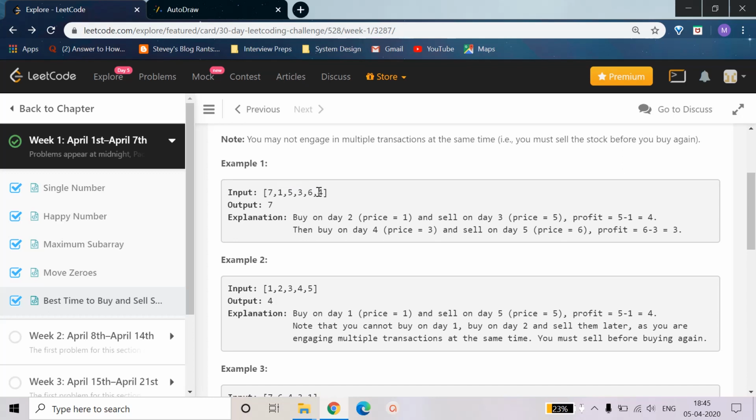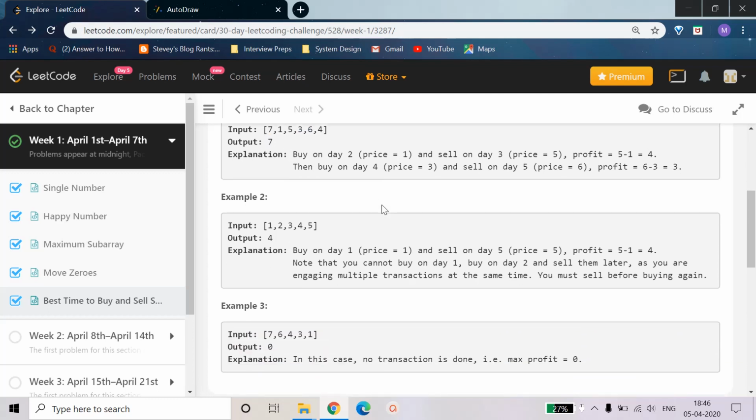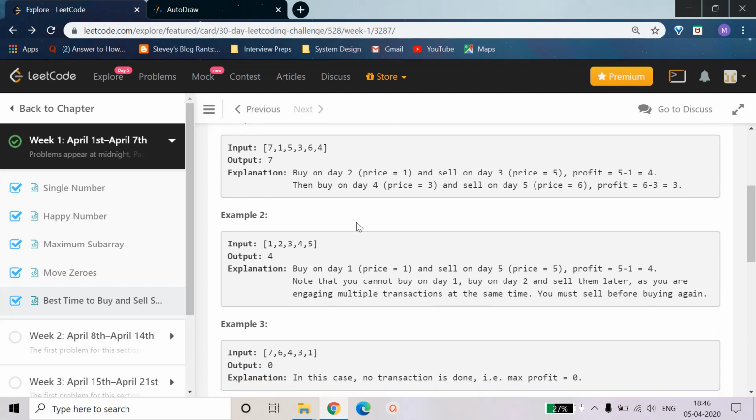After this, there is an opportunity to sell at 6 as well, but it's a good idea if we buy at 1 and sell at 5, and then again buy the stock at 3 and sell it at 6. So in this case, there are two places where we can earn profit. We can earn a profit of 4 rupees here, and a profit of 3 here, making it a total of 7.